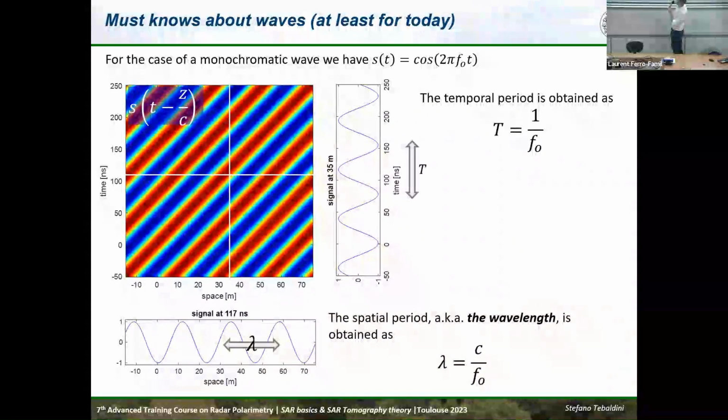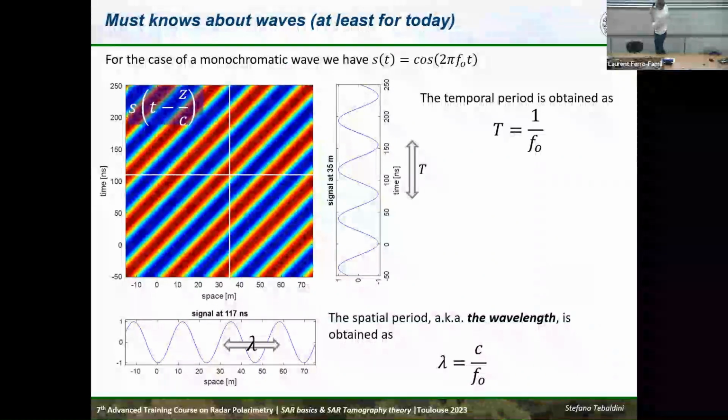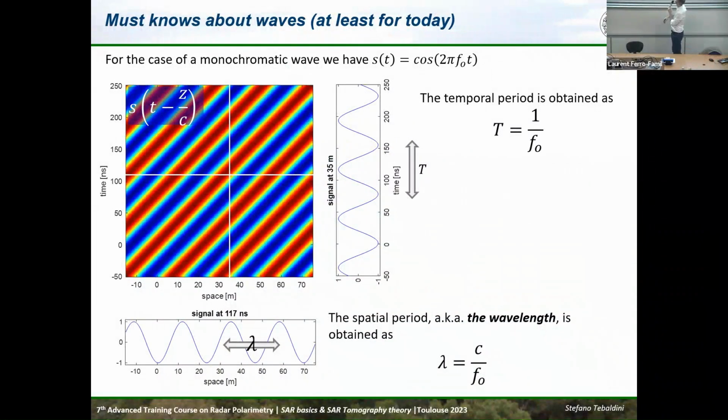We can analyze two sections. If we take a section at 35 meters, a fixed position in space, then we analyze the signal in time. Or we can fix the time, at 117 nanoseconds, and we analyze the signal in space. The temporal period is the inverse of the frequency. The spatial period is also called the wavelength, and this is given by c over f0.